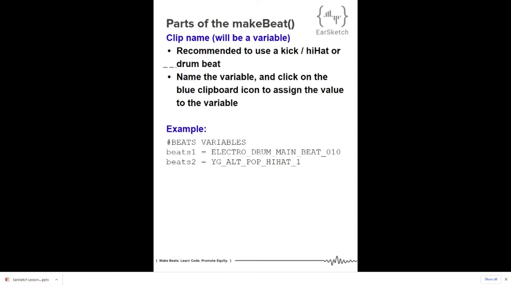So let's remind ourselves about the clip name. Remember, a clip name will be a variable instead of the actual clip itself. And it's recommended that you use a kick or hi-hat or drum beat for this because it is a rhythm. You can use something else, but it just doesn't make as much sense. So when you're doing a search for a clip, you might want to search for a kick, a hi-hat, or a drum beat. You're going to name the variable. I use beats1, beats2. You can use anything that's descriptive, but make sure every variable name is different and unique. Then you're going to click on that blue clipboard icon of the clip that you want to assign the value to the variable, just the same as you've been doing for all the other clips.